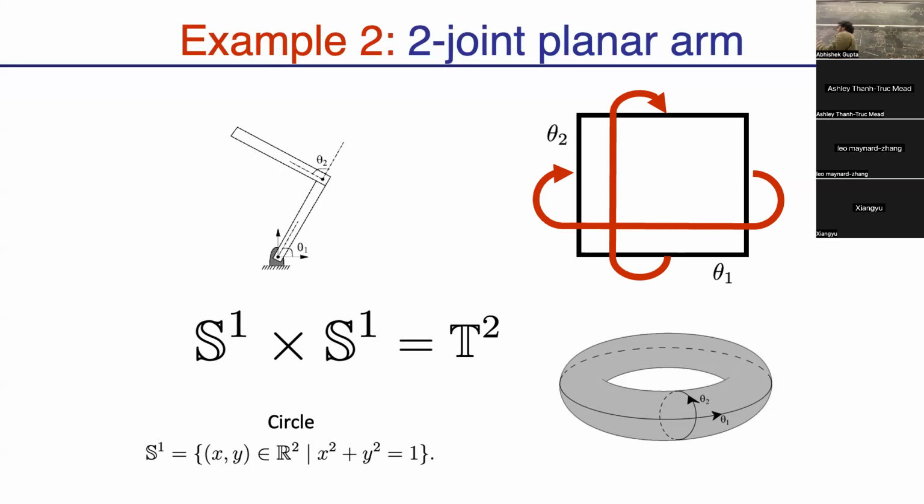Does that make sense? So a 2D planar arm is fully specified by theta 1 and theta 2. And then every other point on your system can be fully determined by its values of theta 1 and theta 2.